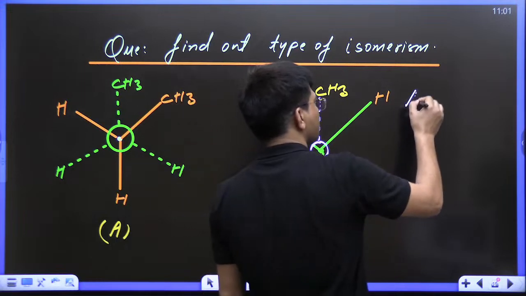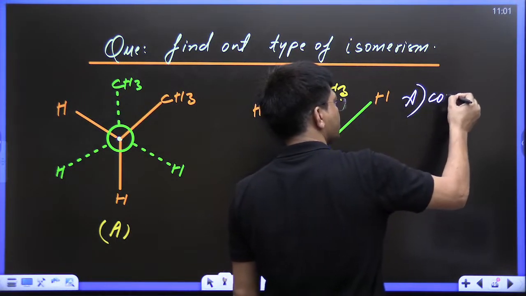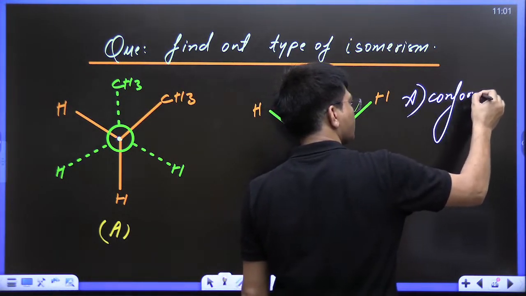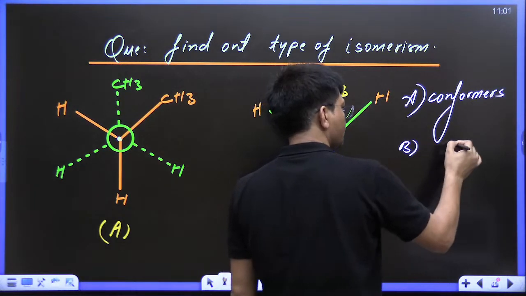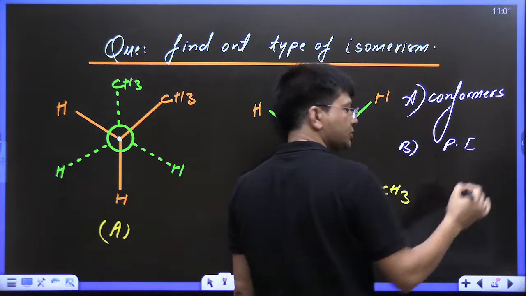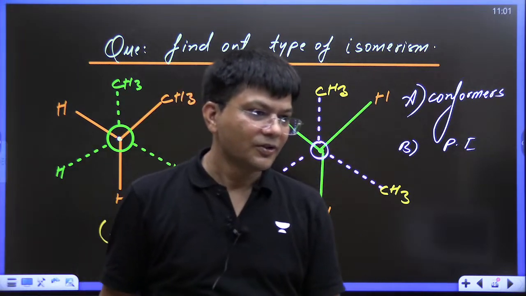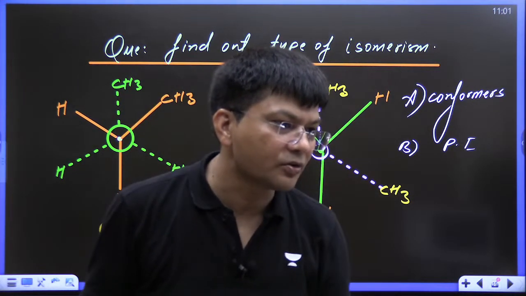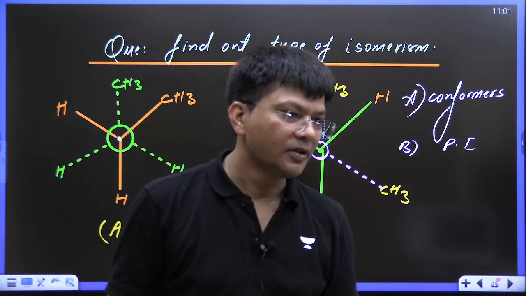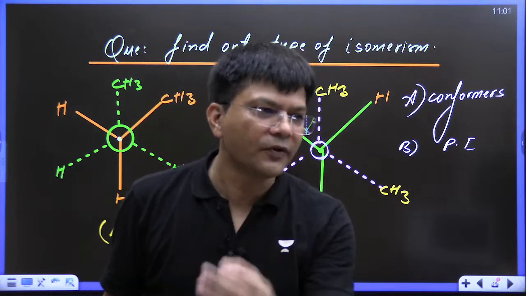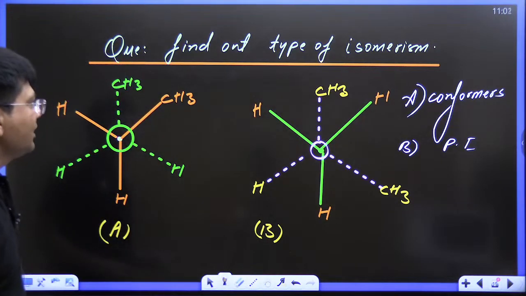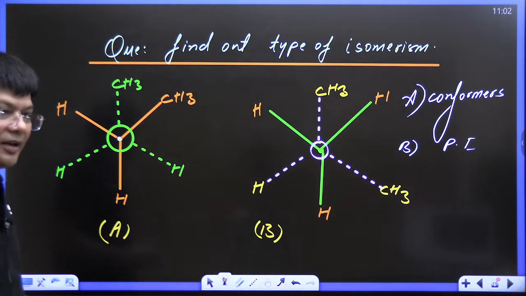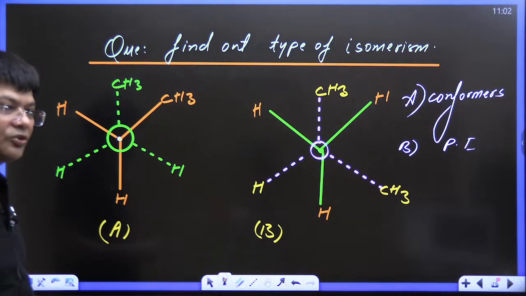First option, conformers. Second option, positional isomerism. So anyone else? Two types of answers we have got. Rishi Sonak is saying yes, sir. Okay, sir. Now rest of others, do let me know. It's really becoming something interesting. Now let's see how Vidhajanani is saying it is positional.